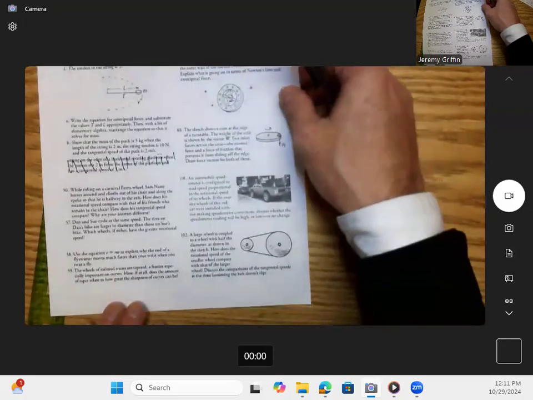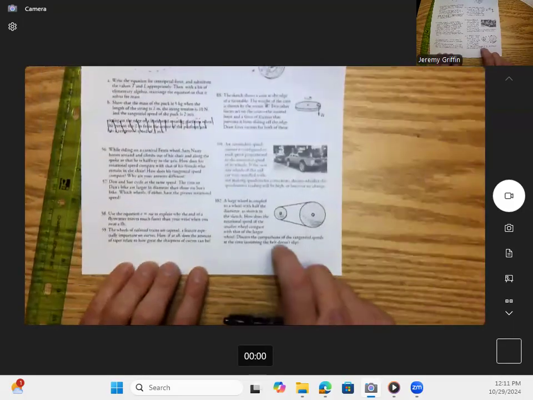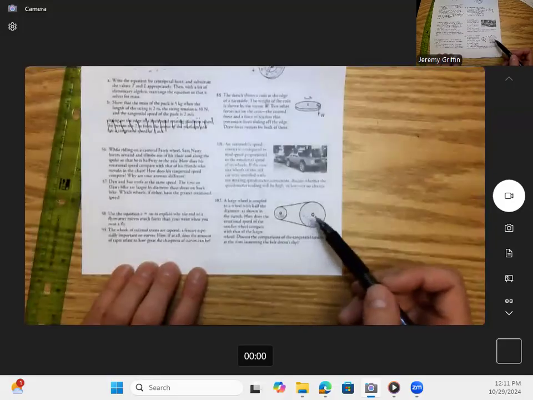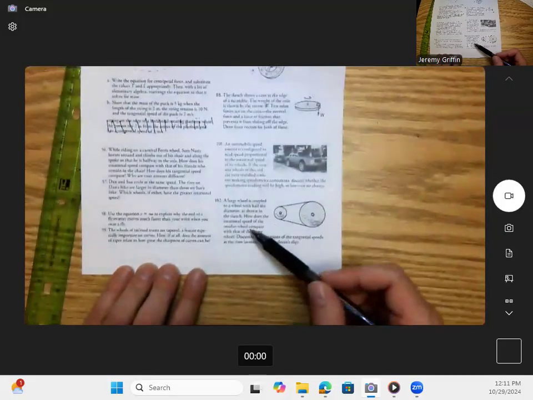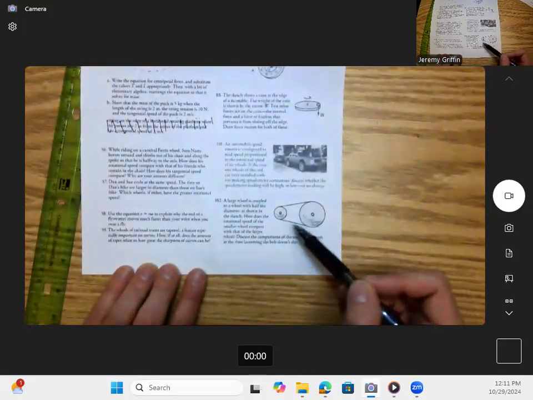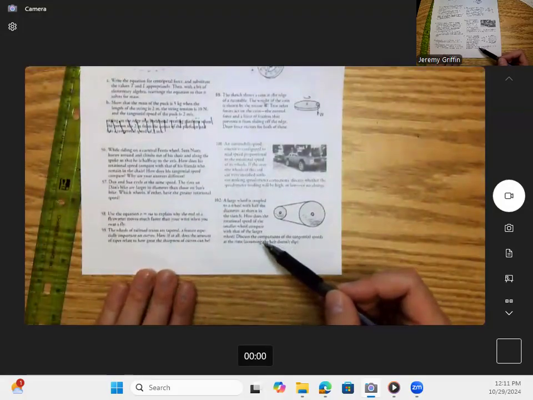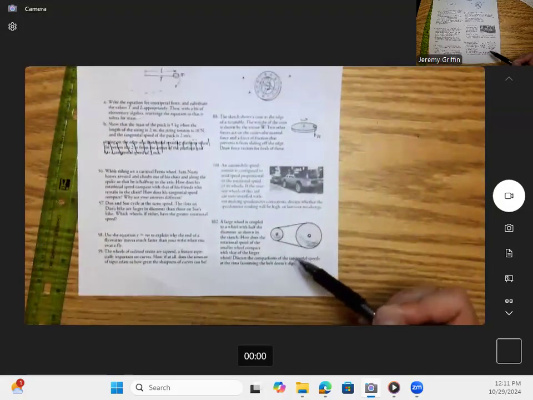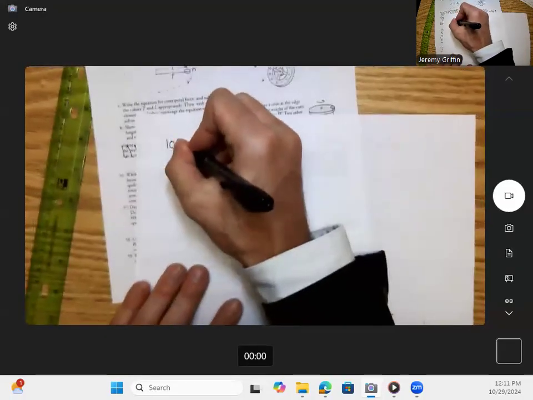All right, 102. This will be the last one for today. A large wheel is coupled to a chain with a small wheel, half the diameter, just like that picture. How does the rotational speed of the small wheel compare with that of the large wheel? And then what about the tangential speed? So last one today, 102.